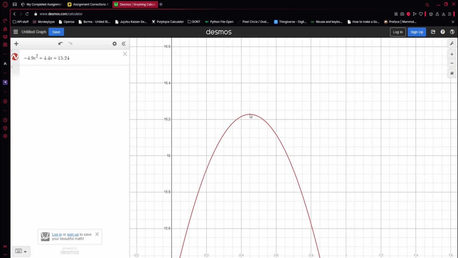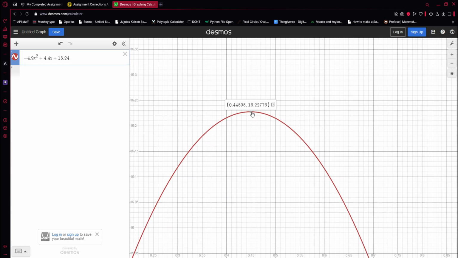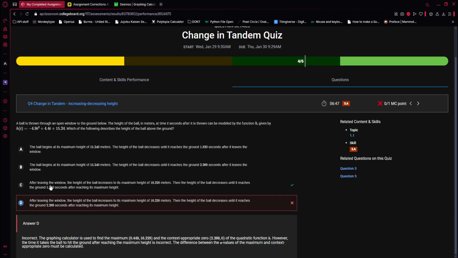Let's zoom in right here. Maximum height looks like around 16.22 something. And that immediately eliminates A and B because it's 16.228. That's the only thing it can be.